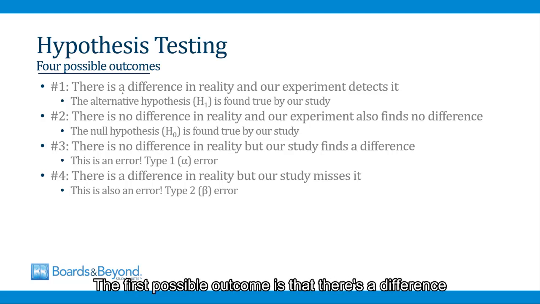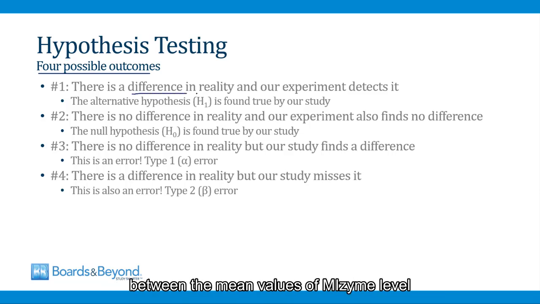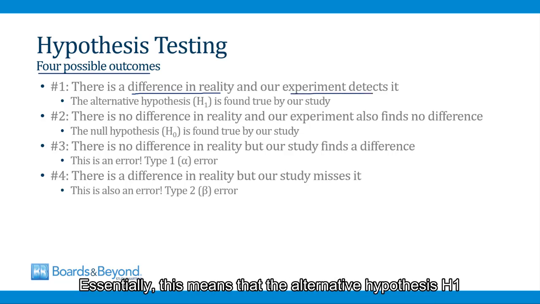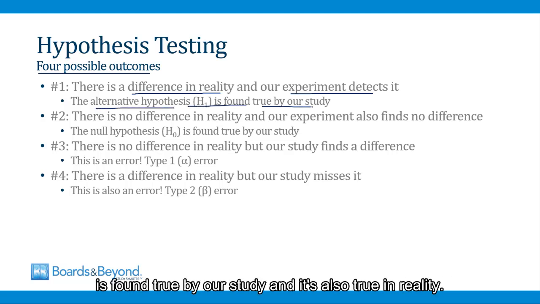The first possible outcome is that there's a difference between the mean values of MI-zyme level in normal patients and myocardial infarction patients in reality, and that we detected it in our experiment. Essentially, this means that the alternative hypothesis H1 is found true by our study, and it's also true in reality.